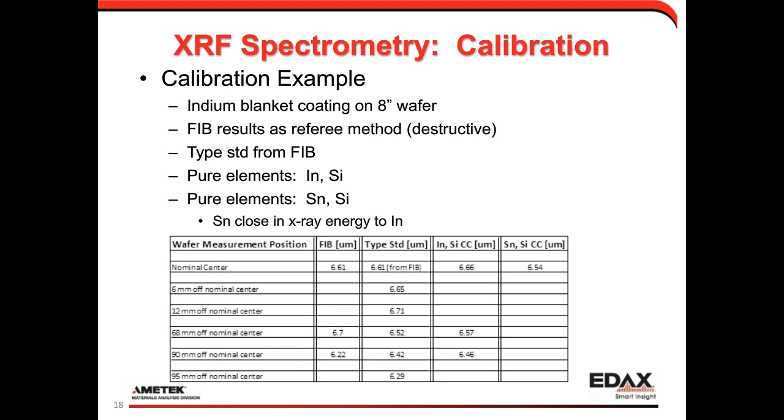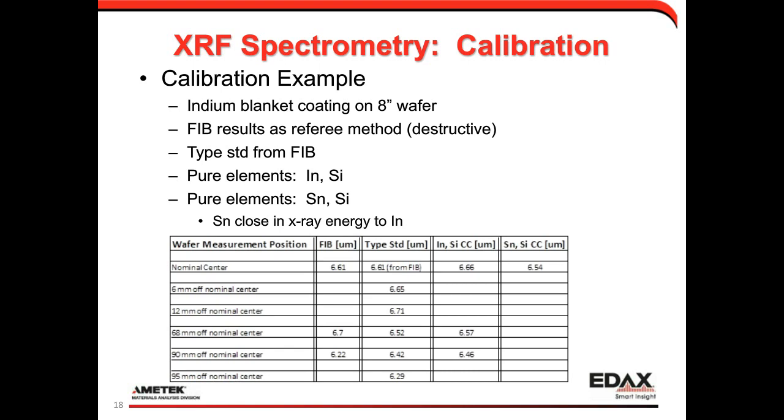And the first column on the left is the FIB results for thickness. You can see that when you get out to the very edge of the wafer, you begin to see a decrease in the thickness. So what I did in the second column is I used the center measurement as a type standard. I say this thickness for this X-ray intensity is 6.6 microns thick.